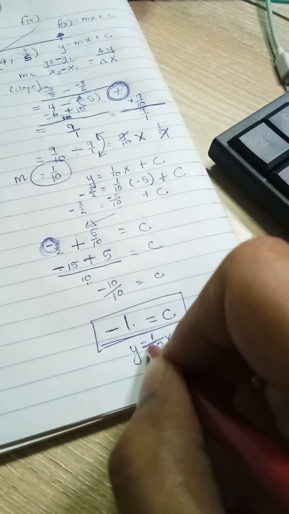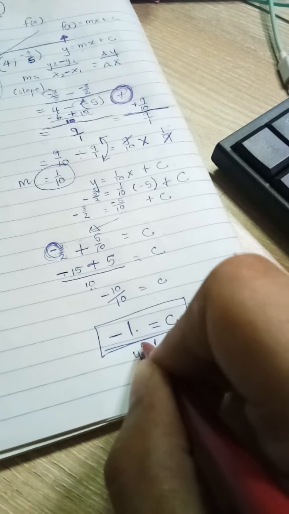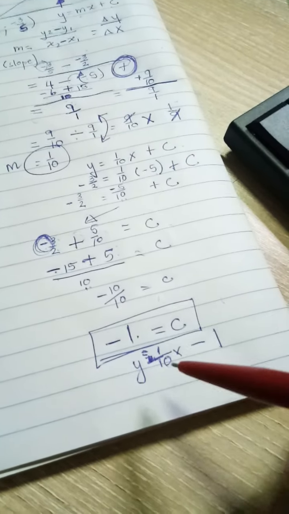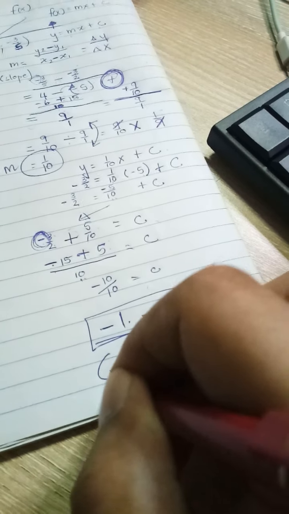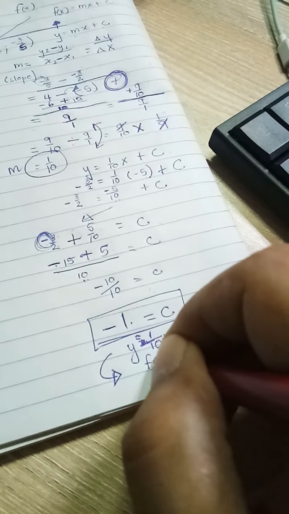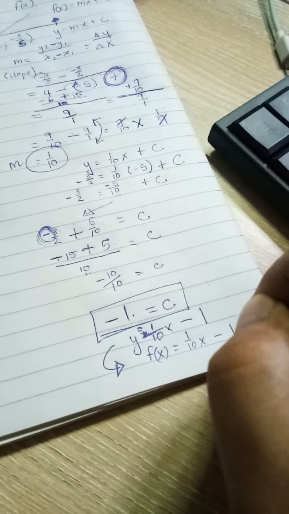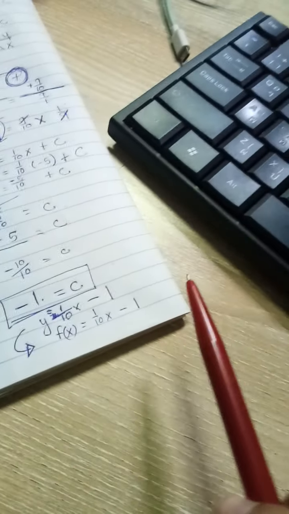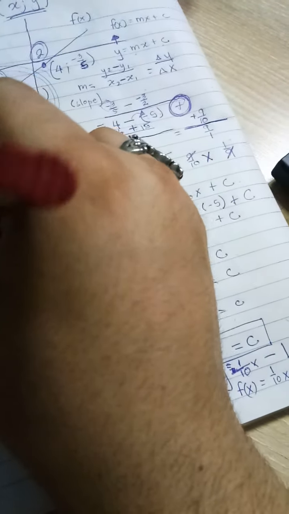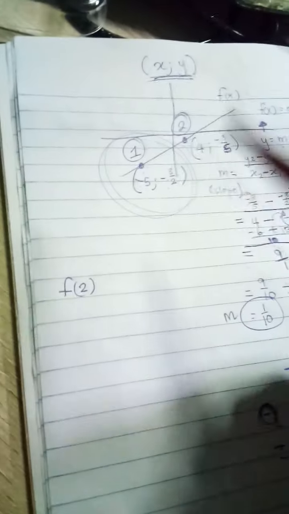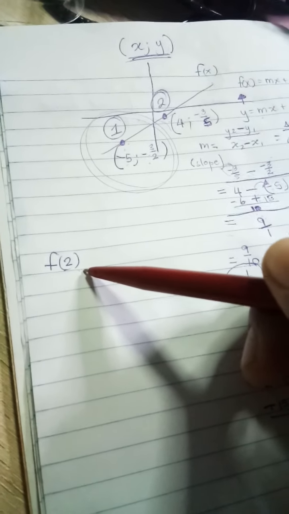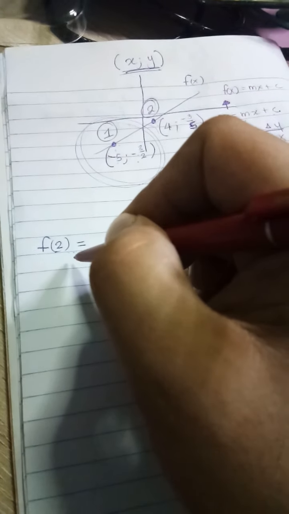We can also write this in function notation. f(x) equals 1 over 10x minus 1. There is my function notation. Now, in the question in the class, I asked you, determine f of 2. That was the question. So, f of 2, again, let's write it here. f(x) was 1 over 10x minus 1.